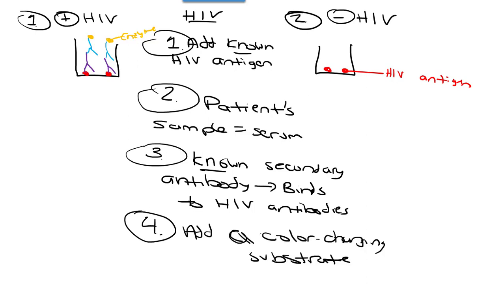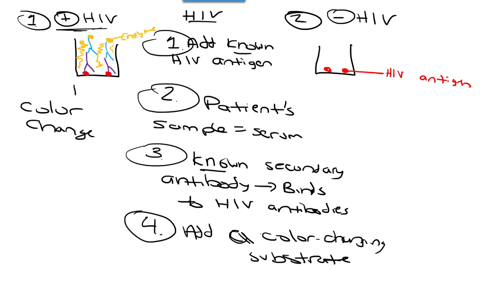The substrate's going to interact with the enzyme. It's going to turn the whole sample a different color. Whereas in my negative sample, there was no enzyme present, so it doesn't change color. So the main takeaway, what you're going to see, if the individual is positive for whatever you're testing, you're going to see a color change in the well.